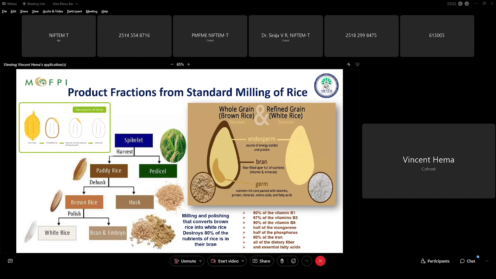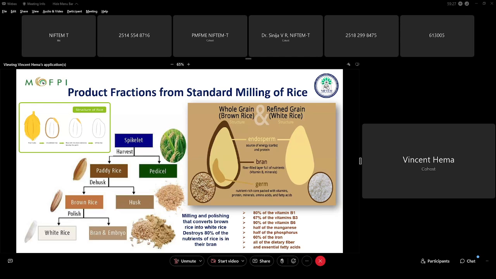Each fraction has specific functionality. The endosperm is the abundant contribution of energy, carbohydrate and protein. The bran is a layer full of nutrients in terms of vitamin B and minerals, and the germ has specific amino acids and fatty acids.